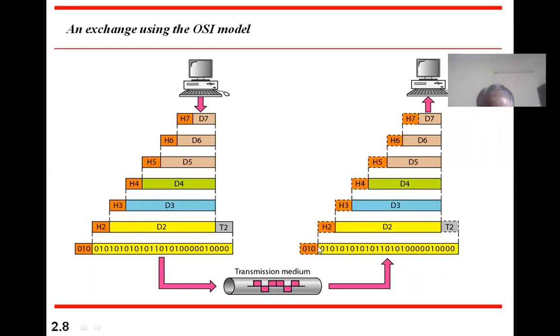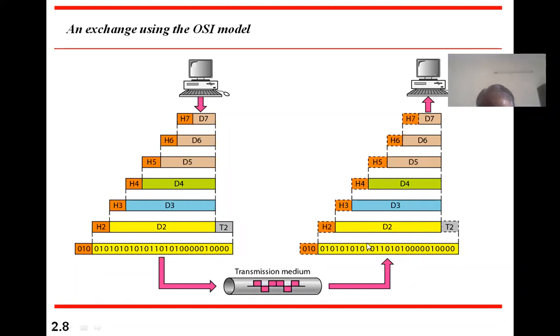When it comes there, it removes this header and trailer and hands only the message part to the upper layer, that is the data link layer. This removes these two parts and forwards only this D2. Then this removes S3 and forwards to the transport layer. Transport layer removes this and forwards to the session layer. Session layer removes this and forwards to presentation. Presentation removes this and forwards to the application, which removes this one.